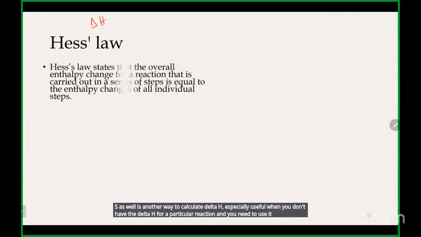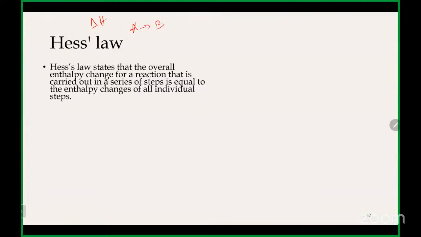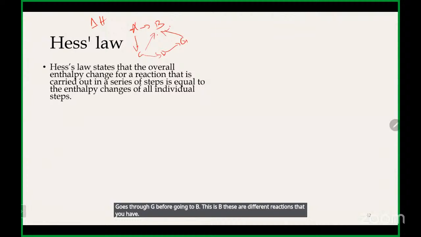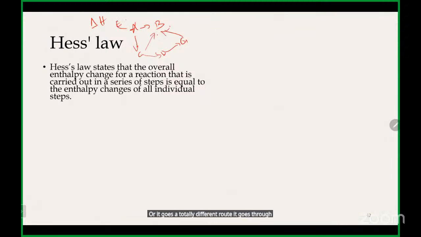So Hess's law states that if you have a reaction, let's put it that way, a reaction A going to B, it is possible that A goes to C first before it then goes to B. Or maybe A goes to C, C then goes to D, goes to G before going to B. These are different reactions that you have. Or it goes a totally different route. A goes through E, H, and then to B. The long and short is you want to perform a reaction where you obtain B, a new product from A.